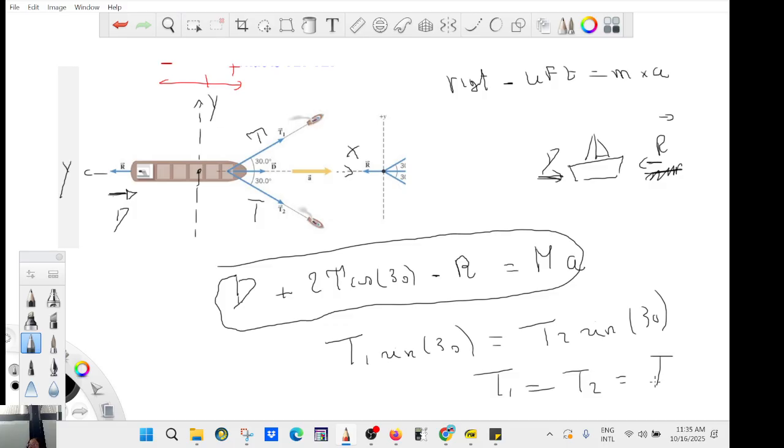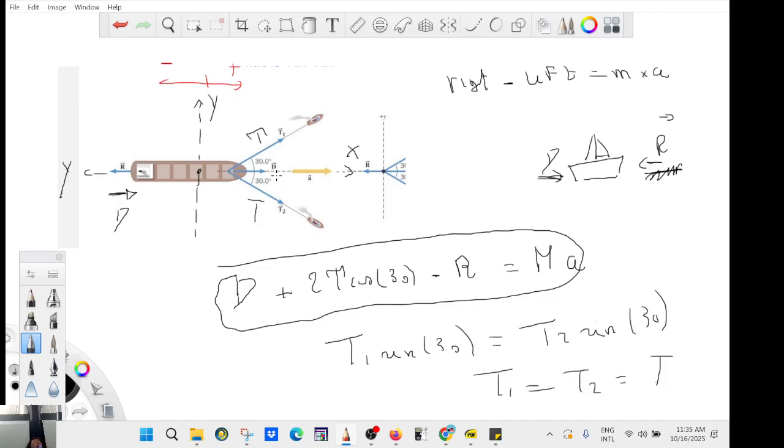Why did you add the 2T cosine 30? Because they are the x component. You have the x component of T1 and the x component of T2. They are both pulling to the right.